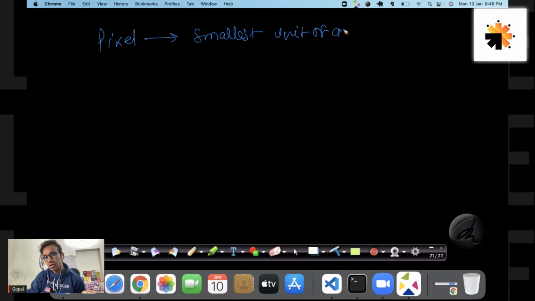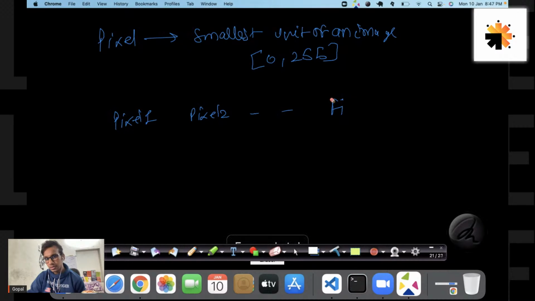Second example that you can see here: let's say you have pixel data. A pixel is image data. What exactly is a pixel? It is the smallest unit of an image, which ranges from 0 to 255, with 0 being the darkest and 255 being the brightest. Now let's say you have pixel data: pixel 1, pixel 2, pixel 3, and so on up to pixel 784.